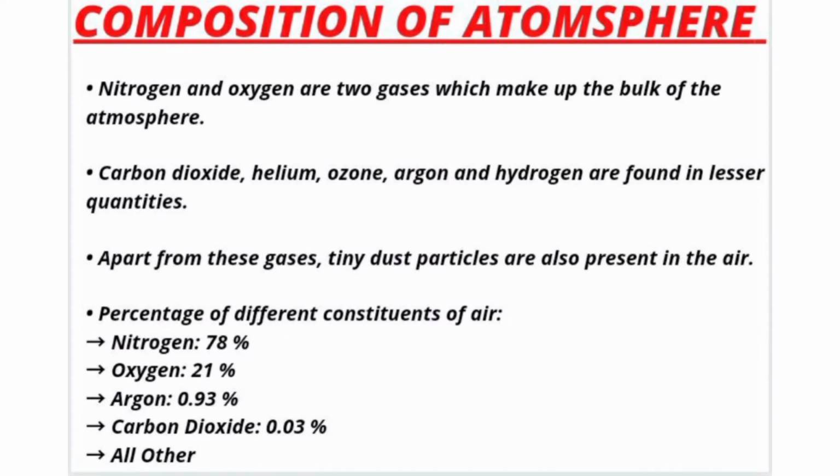Composition of atmosphere. Nitrogen and oxygen are two gases which make up the bulk of atmosphere. Carbon dioxide, helium, ozone, argon, hydrogen are found in lesser quantities. Apart from these gases, tiny dust particles are also present in the air.